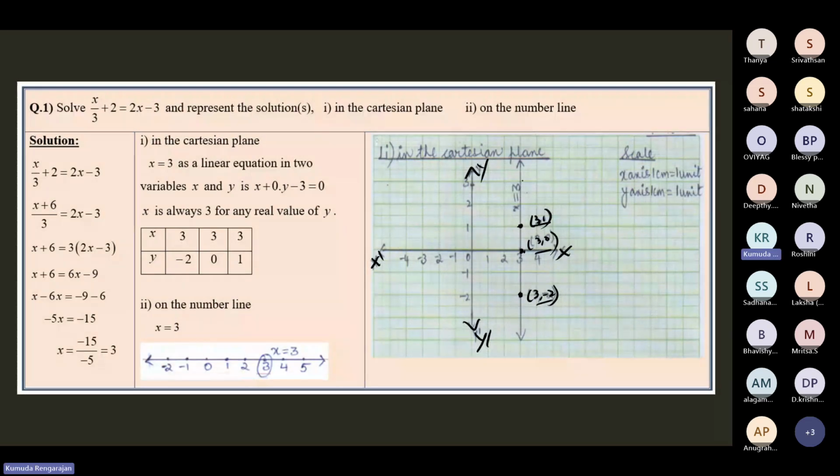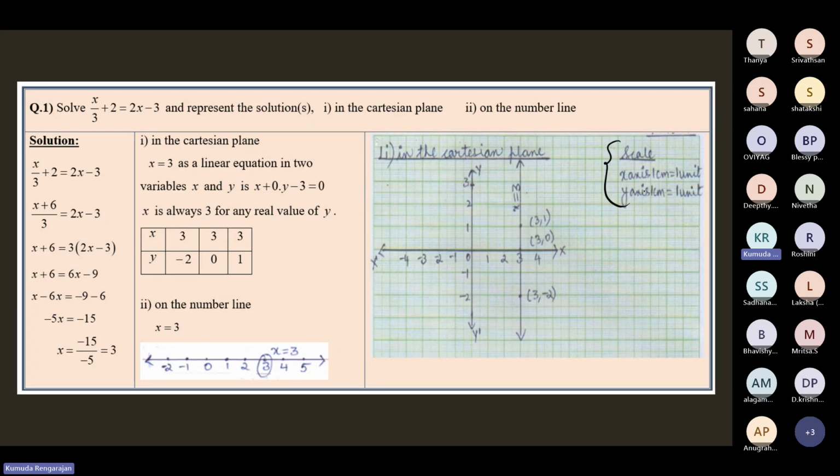And you should write the equation. You must write the equation on the line. You can also write x plus 0y minus 3 is equal to 0. Instead of x is equal to 3, you can also write x plus 0y minus 3 is equal to 0. So these are some mandatory things which have to be shown on the graph paper.